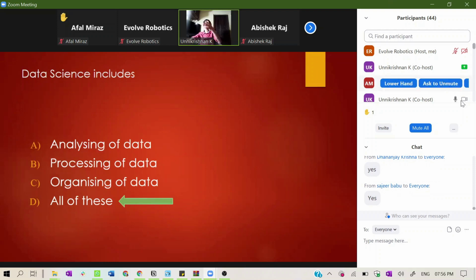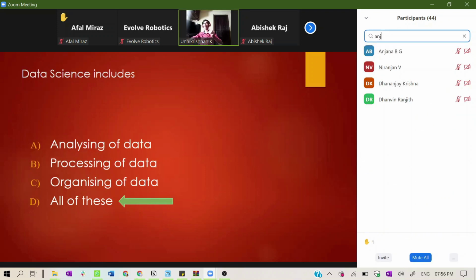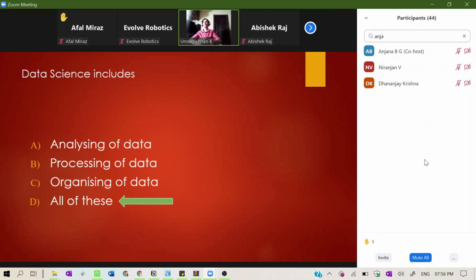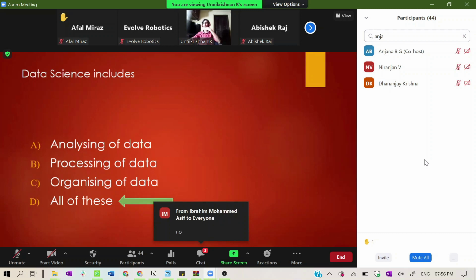So as I said before, this is only a general idea. Data science is a lot more than this. I have tried my maximum to simplify the concept. So that's it, I guess. Are there any other queries? It was a nice presentation. Thank you. Any other queries?